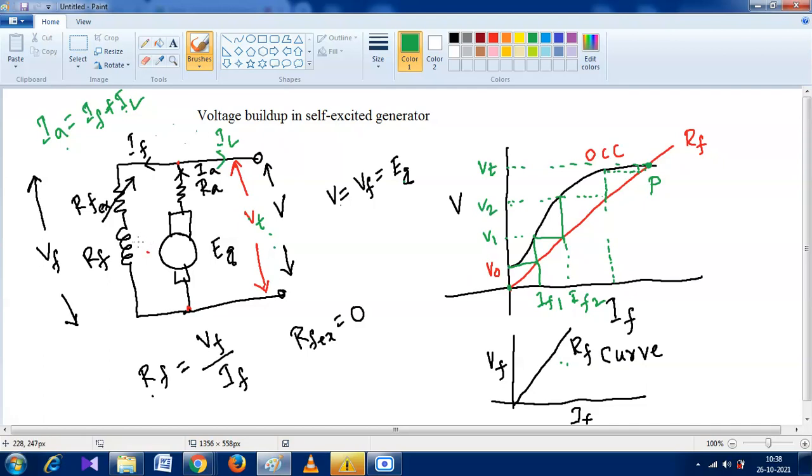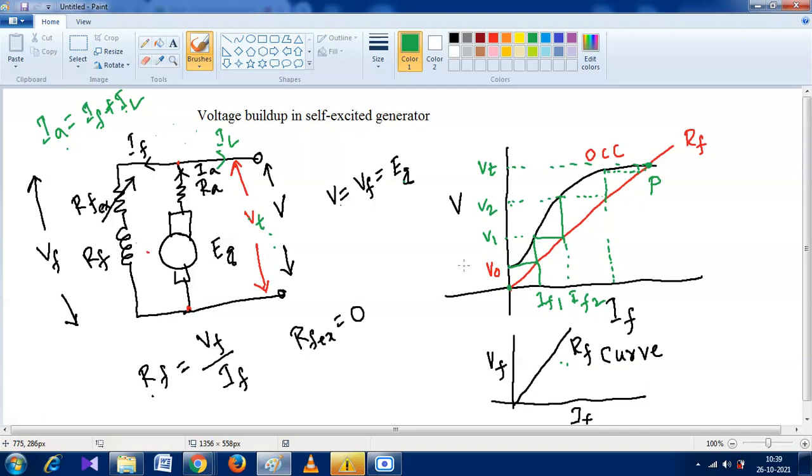Yes, sir. Due to the residual flux, there should be some voltage produced on the armature. There must be a little bit of voltage produced due to that residual magnetism. Yes or no? Yes, sir. Have you understood that or not?